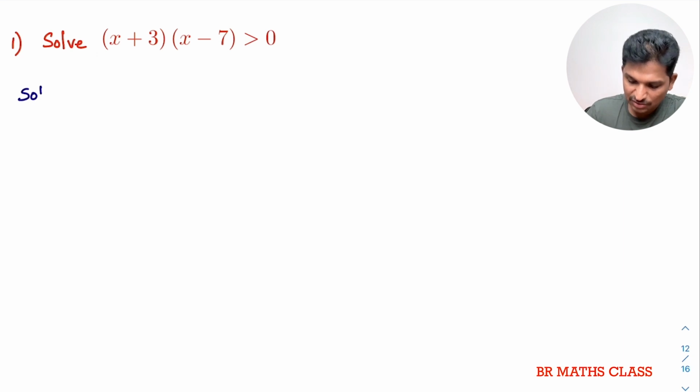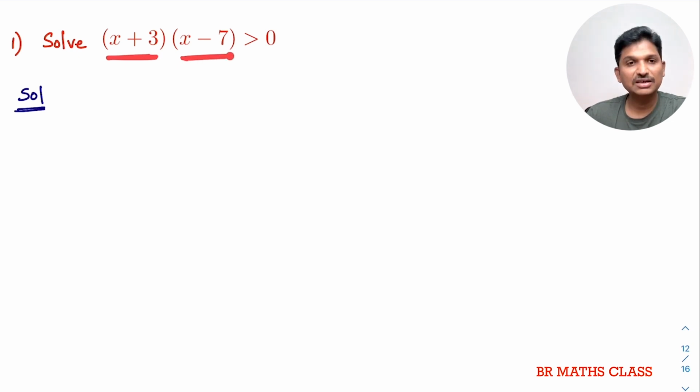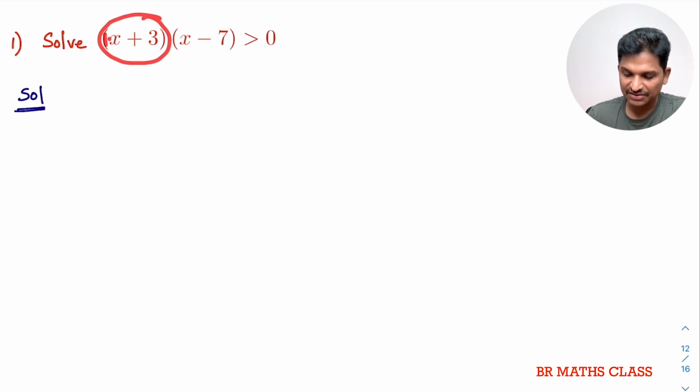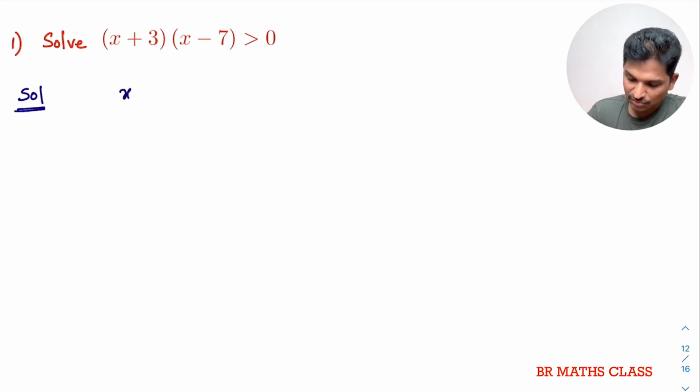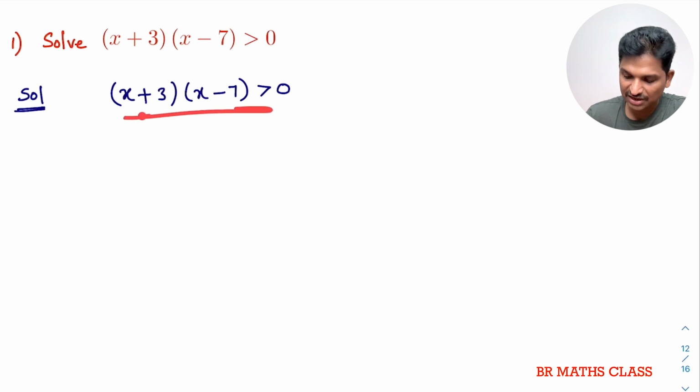First point, what you identified here: linear factors are there, and the x coefficient is 1. Yes, this is a linear factor whose x coefficient is 1. This is also a linear factor whose x coefficient is 1. Now, what is the given inequality? (x plus 3) into (x minus 7) greater than 0. We are trying to solve this inequality.